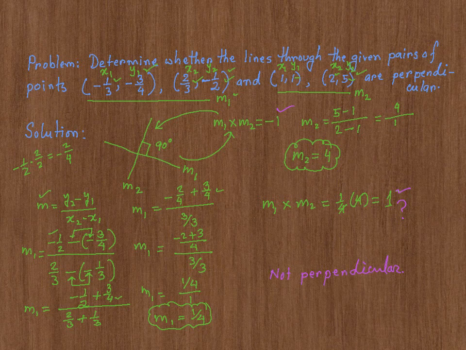They will be perpendicular only if the product of the slopes is negative 1, as the formula says. I hope that this discussion was helpful.